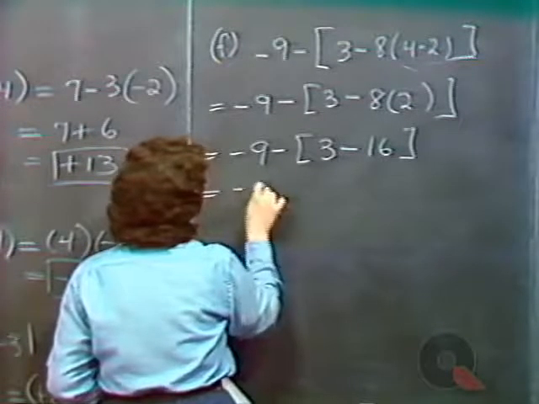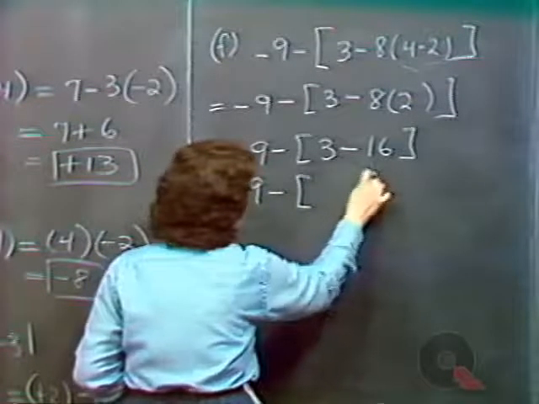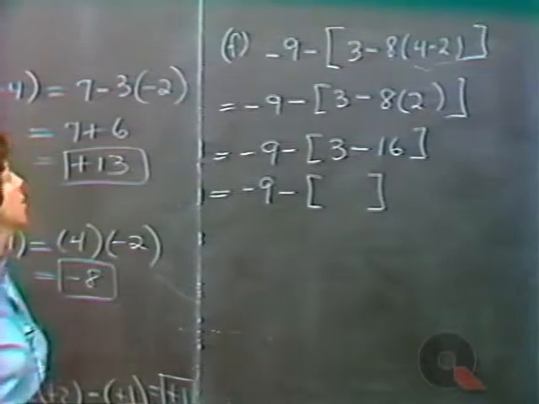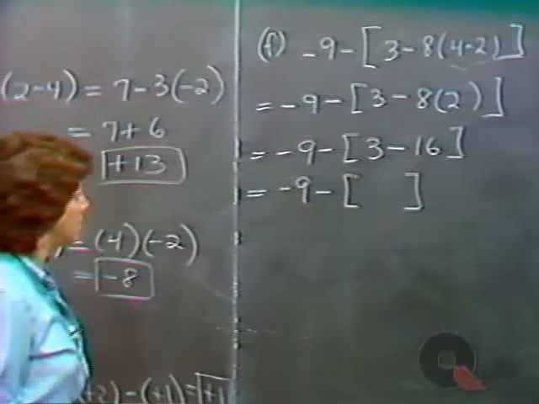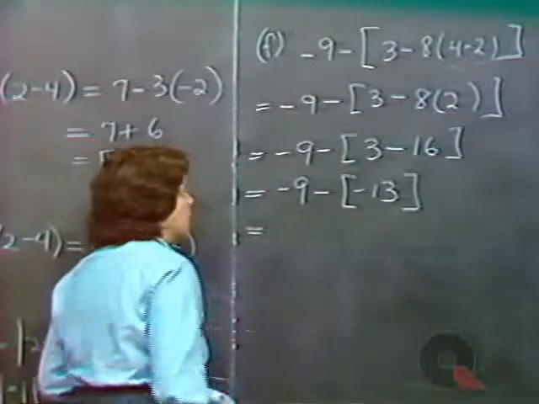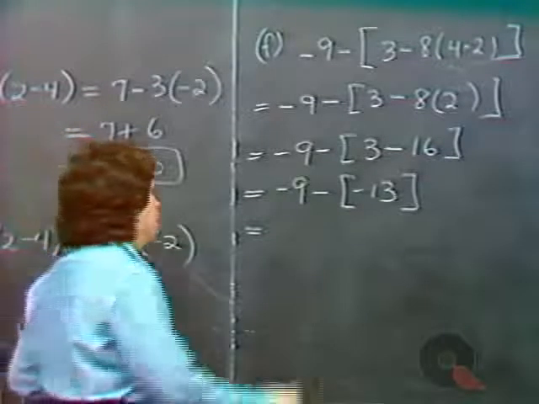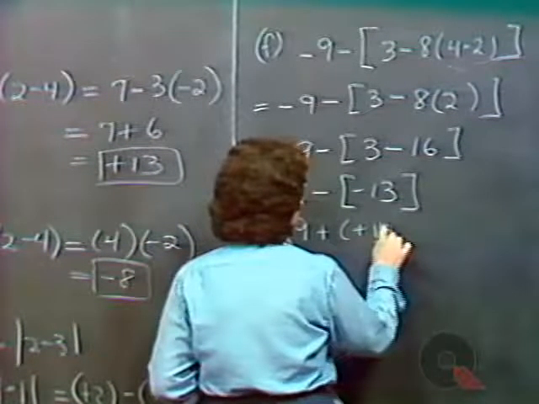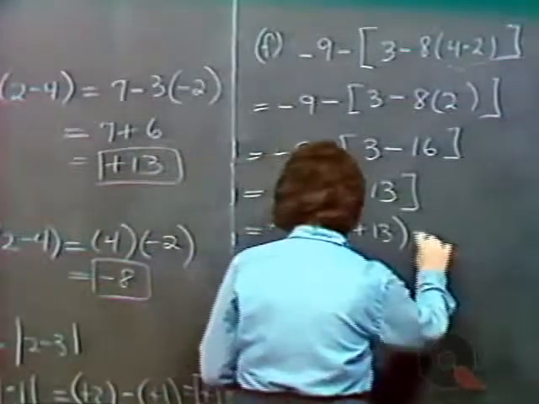Equals minus 9 minus, now, 3 plus 3, take away a plus 16, it's plus 3. And a minus 16, and that's a minus 13. Minus 9 minus a minus 13 is minus 9 and a plus 13, for an answer of plus 4.